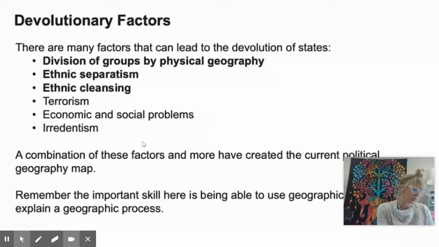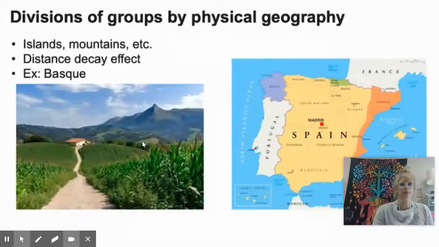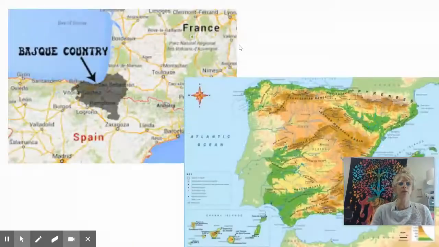Okay, and so all that's left in your template on this page are going to be reasons for devolution. We're going to start with divisions of a group by physical geography. So you have situations where groups want to break away because they've been isolated by physical features, and this is exactly what has happened in the Basque region in Spain. Because they've been isolated, they're socked in by mountains, and I'll show you really quick.